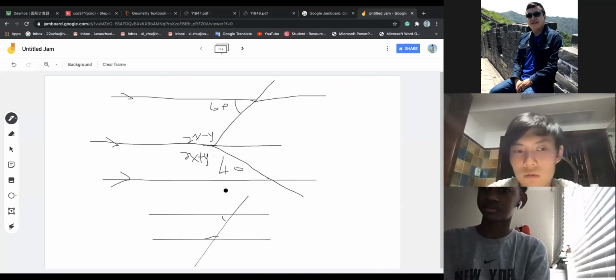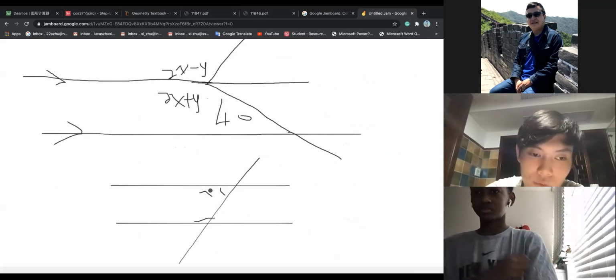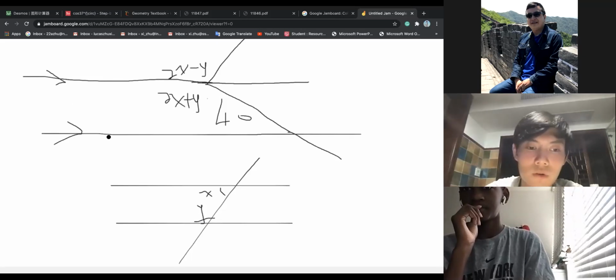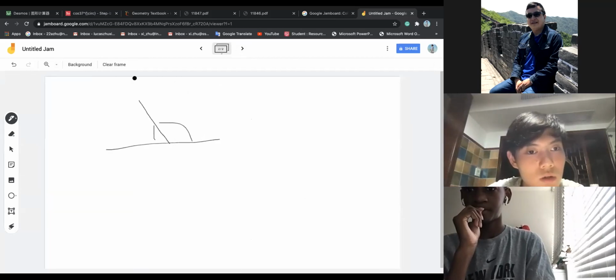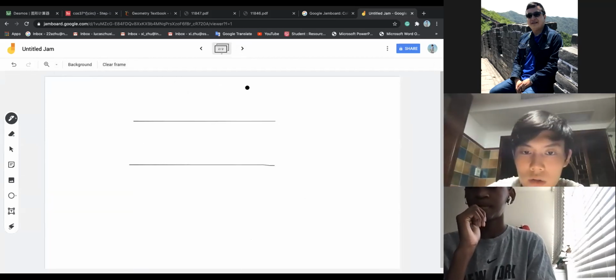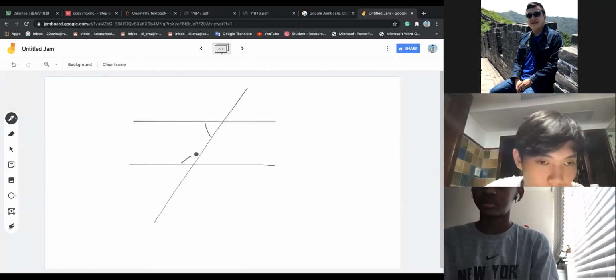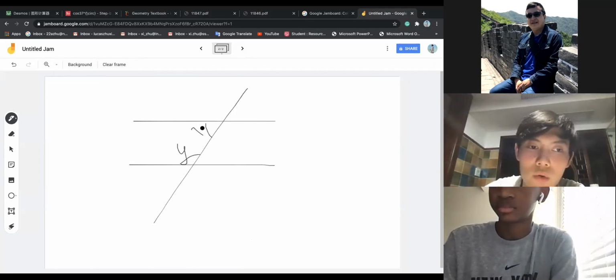Let's prove it right now. So let's say if I say this is X, we don't really have to know the measurement. We just have to prove it, right? I'm just gonna prove it with you. So I'm not using a new page. Here, two lines parallel to each other, a transversal cuts through them. Here's an angle over here, and here's an angle over here. If we call this angle Y and this angle X, right?